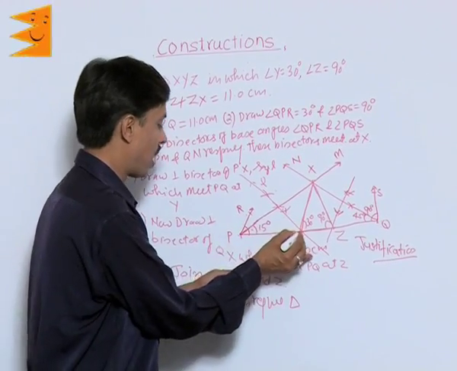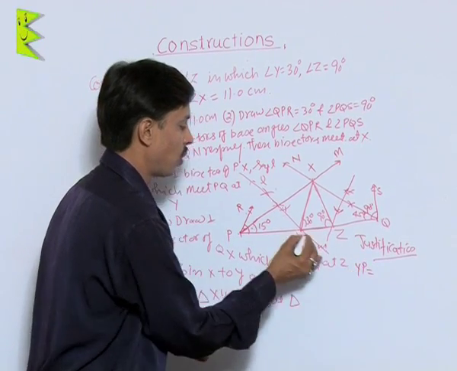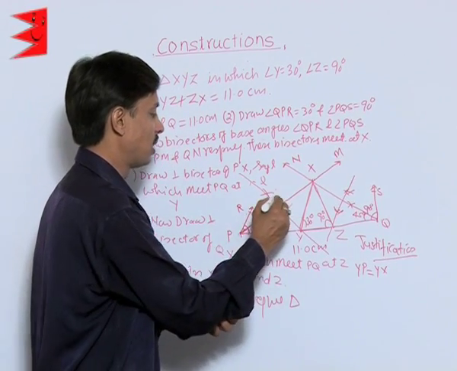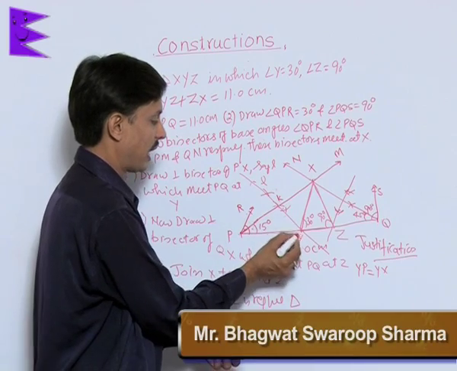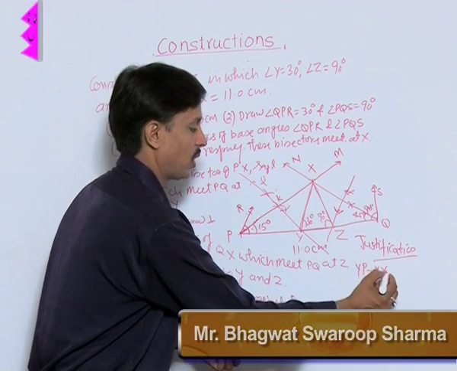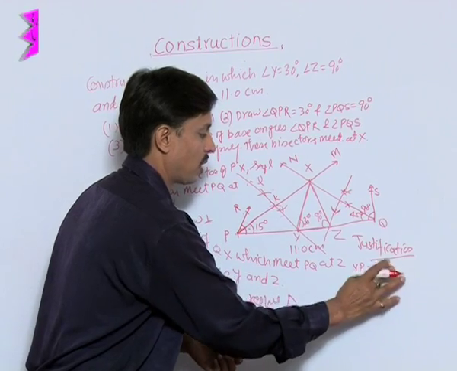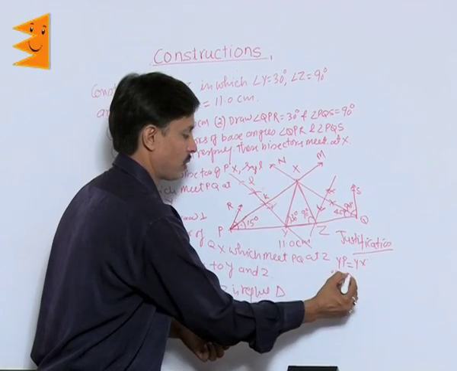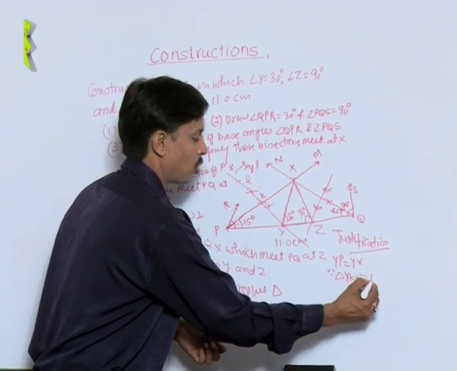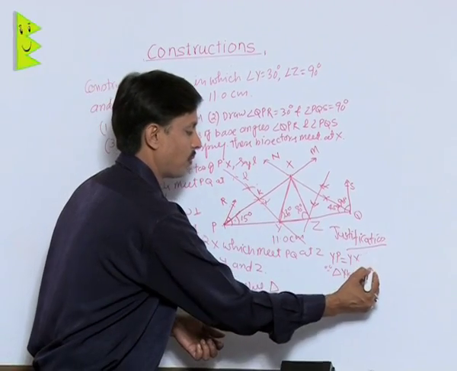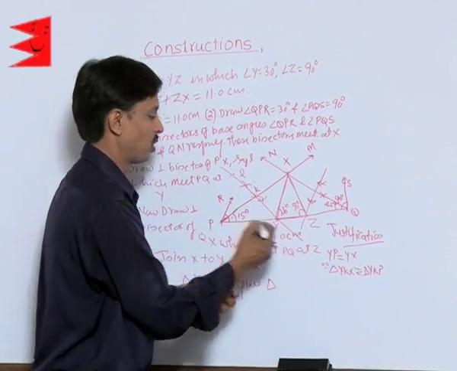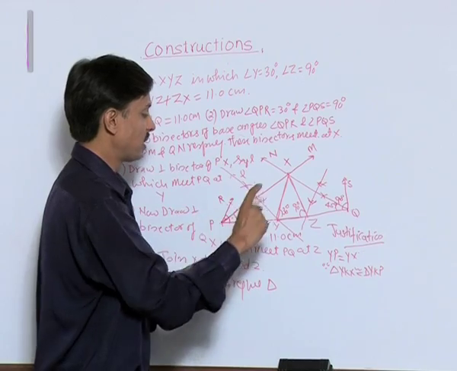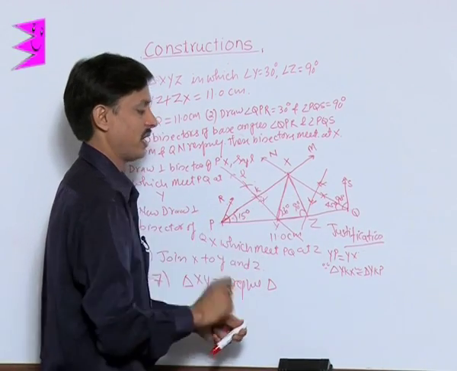You can say YP is equal to YX. What is the reason for this? If I take this point as K, triangle YKX is congruent to triangle YKP because of the SAS condition, and these are corresponding parts, CPCT. So you can say YP is equal to YX.